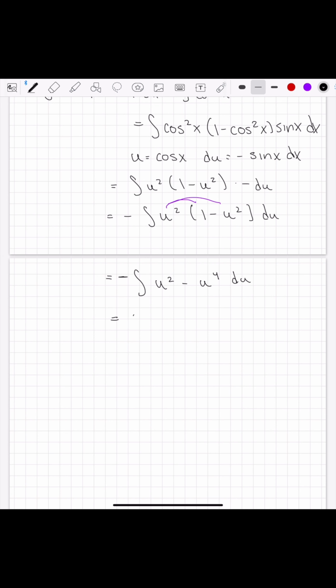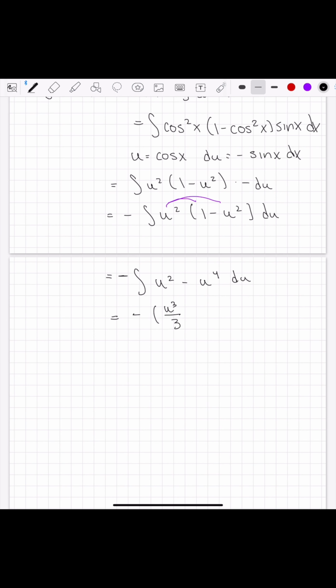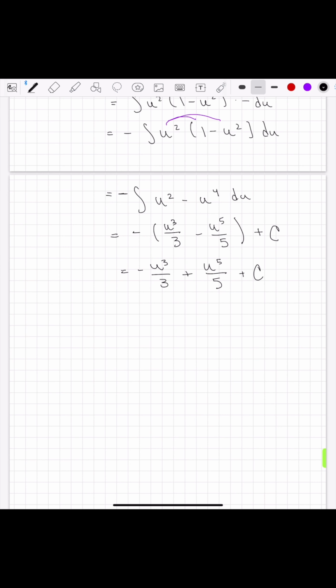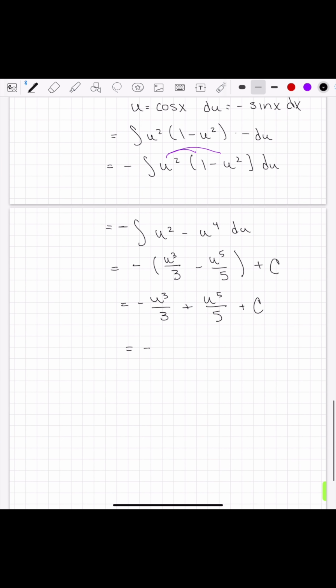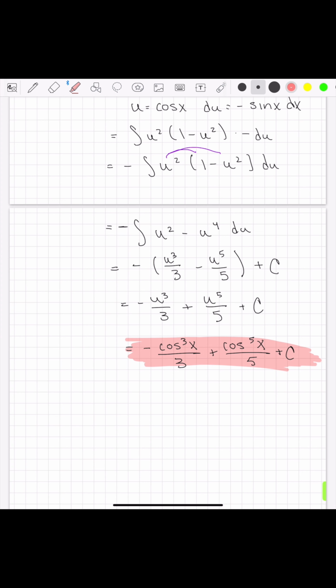Now we can use the power rule on both, and we have this negative sign out here. This becomes u cubed over 3 minus u to the 5 over 5, and then we have our plus c. Then we can distribute the negative sign, so that becomes negative u cubed over 3 plus u to the 5 over 5 plus c. Now we just need to plug back in u, which was cosine, so this is negative cosine cubed x over 3 plus cosine to the 5th x over 5 plus c, and that is our final answer. In the next video, I'll do more examples, and you can also find more examples in the textbook notes on Canvas.